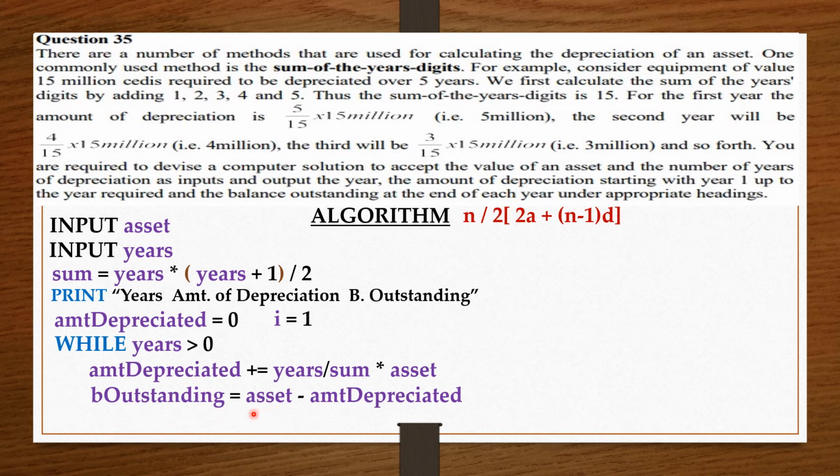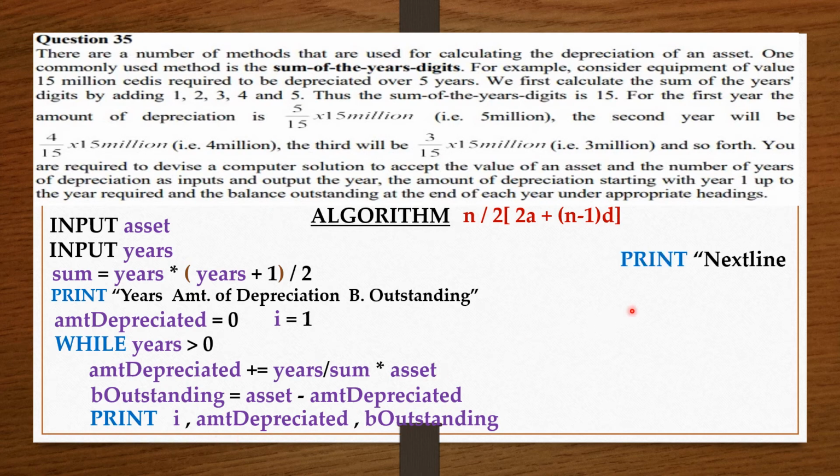Now I print the value. So I say print I, amount depreciated and balance outstanding. And then next line. What this means is that the I, remember I set it to 1. So the I is going to be under the years column, remember. The amount depreciated is going to be under the amount of depreciation column. And the balance outstanding will be under the balance outstanding column. Then I say move to the next line.